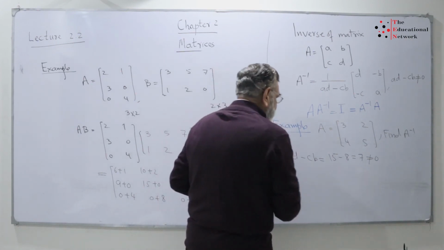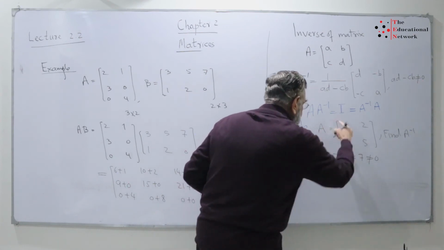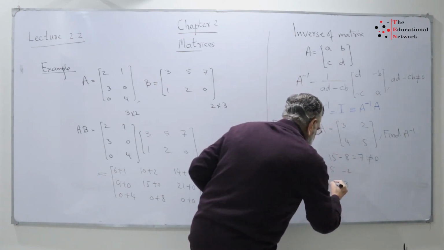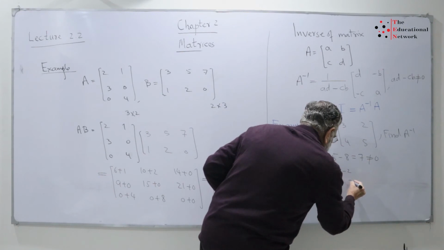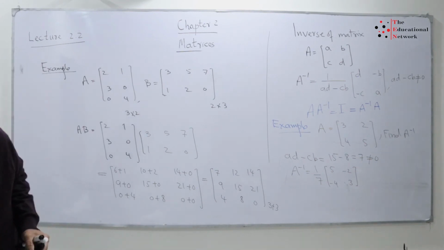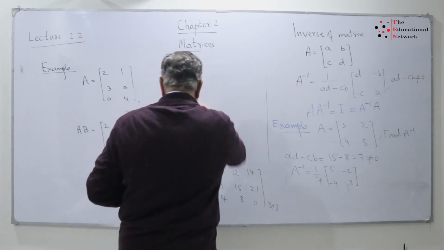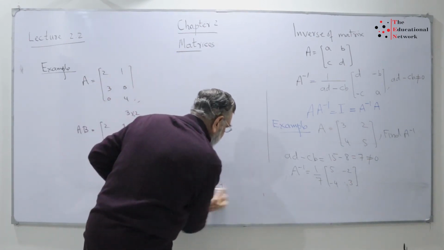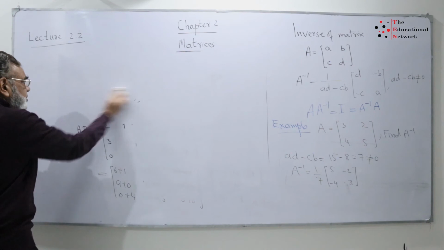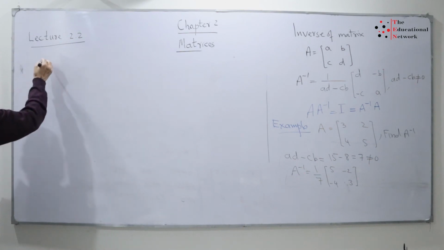Then I can say my A inverse is equal to 1 over 7. Then I interchange these two. I get here 5 and 3. Multiply by minus, I get minus 2 and minus 4. So this is my inverse of matrix A. I want to check the property as I was discussing. When we multiply A by A inverse, we must get the identity matrix. We can show that this property holds when we multiply it.